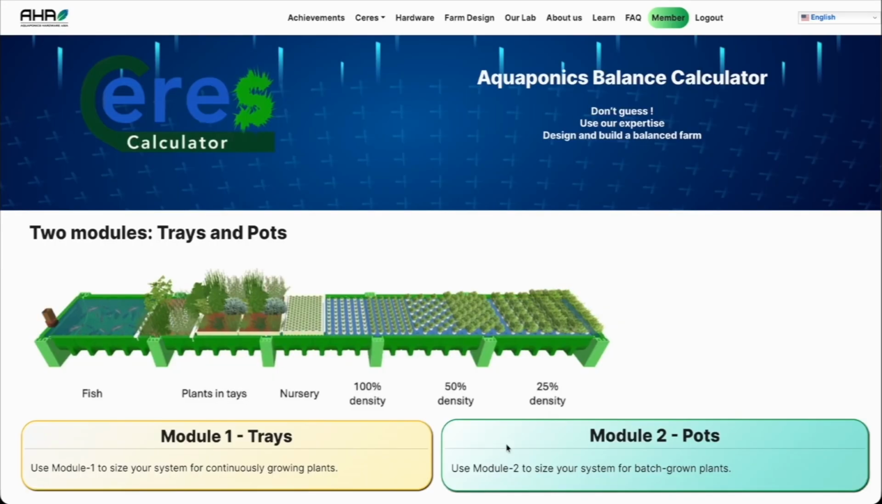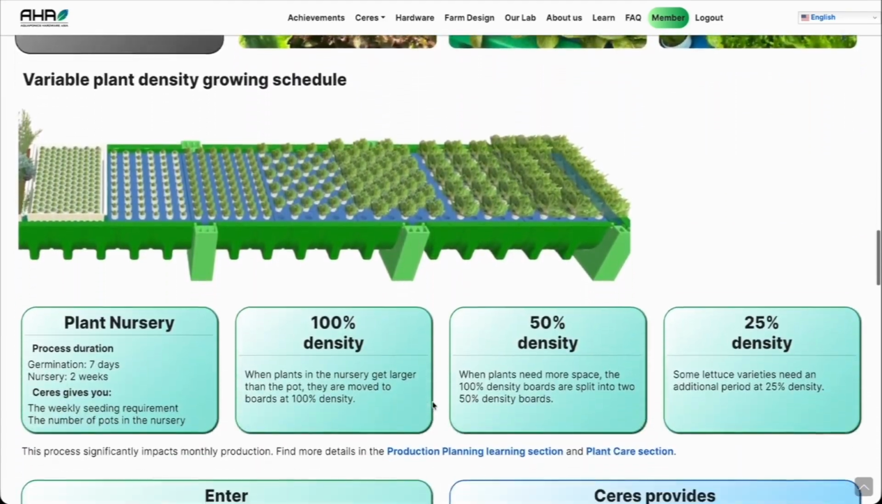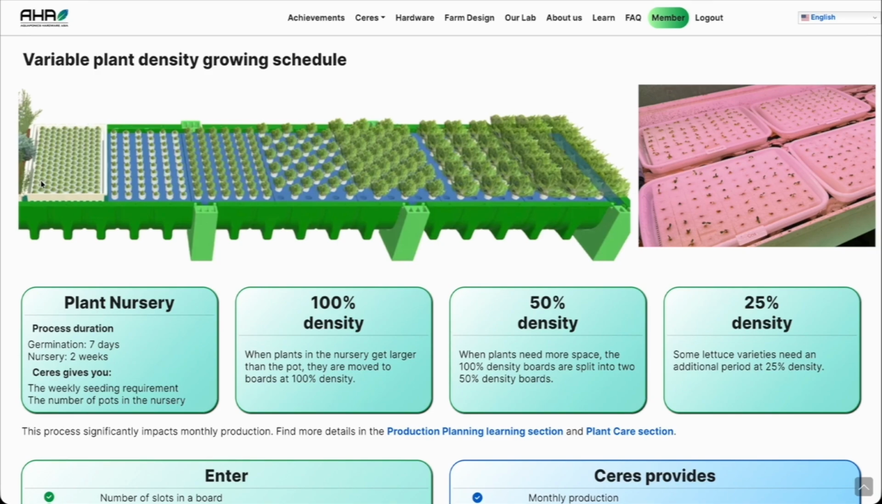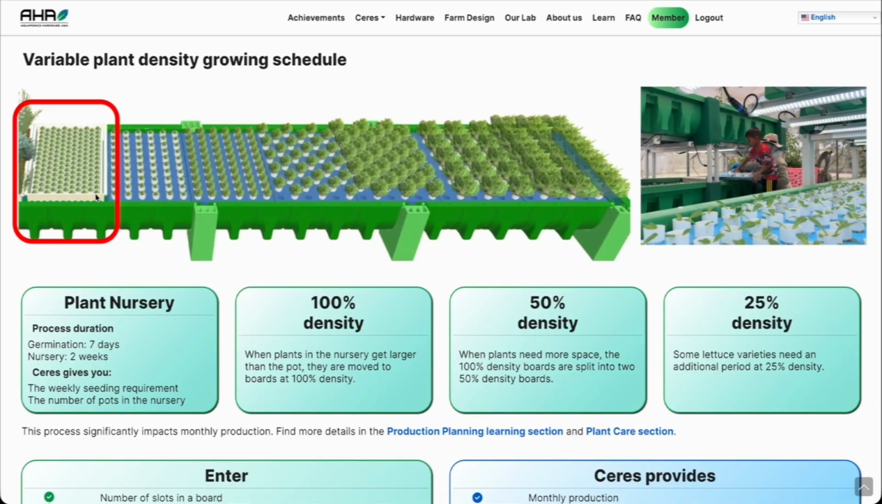Now, we are going to design our lettuce area. We select Module 2, which is designed for plants grown in batches. To optimize the productivity of such plants, it is critical to utilize all available space. We seed in sponge blocks. After 7 to 10 days, the seedlings reach 4 leaves. We place these sponge blocks into pots and keep them in a tray nursery for 2 weeks.